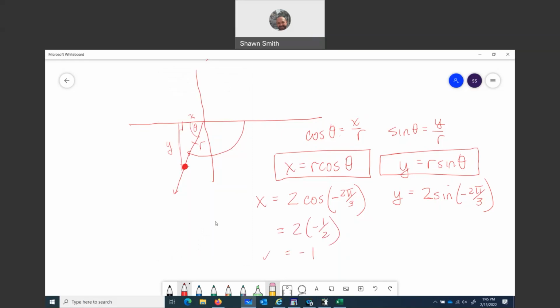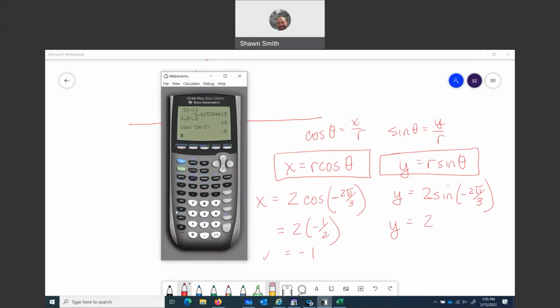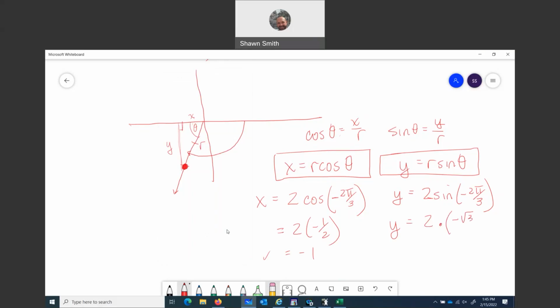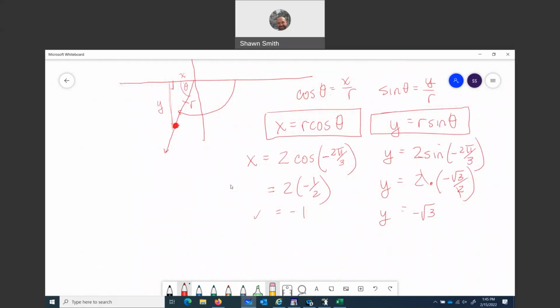The y value. The sine of negative 2 pi over 3, that's the negative square root of 3 over 2. Double check it in the calculator if you wanted to. Sine of negative 2 pi divided by 3. I'll see negative 0.866. Twos cancel. So y is the negative square root of 3. So our ordered pair for x, y is negative 1, negative square root of 3.